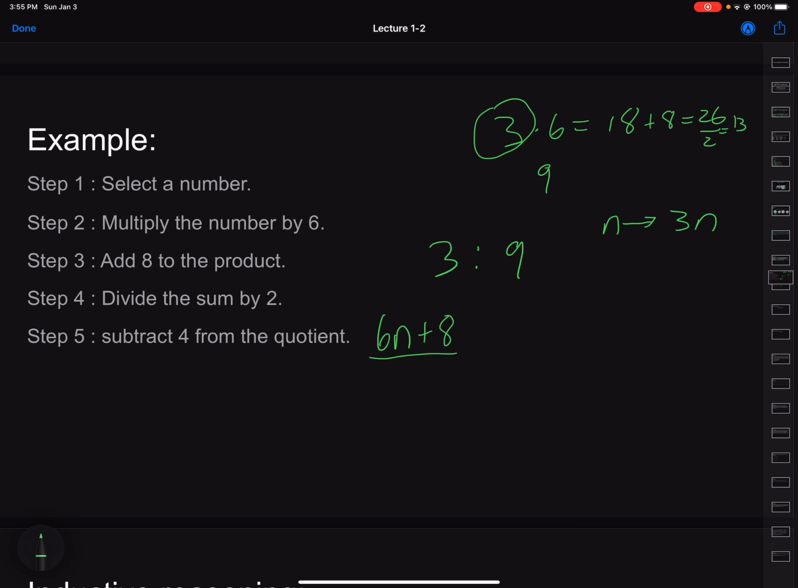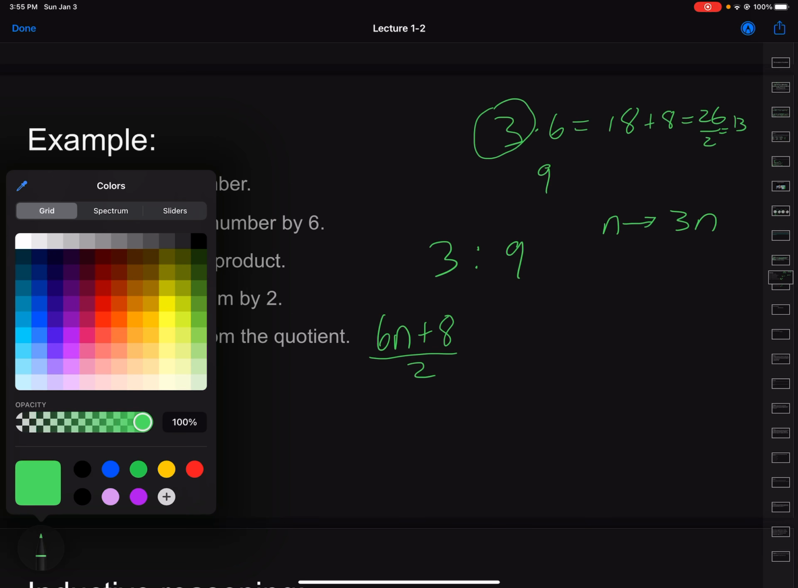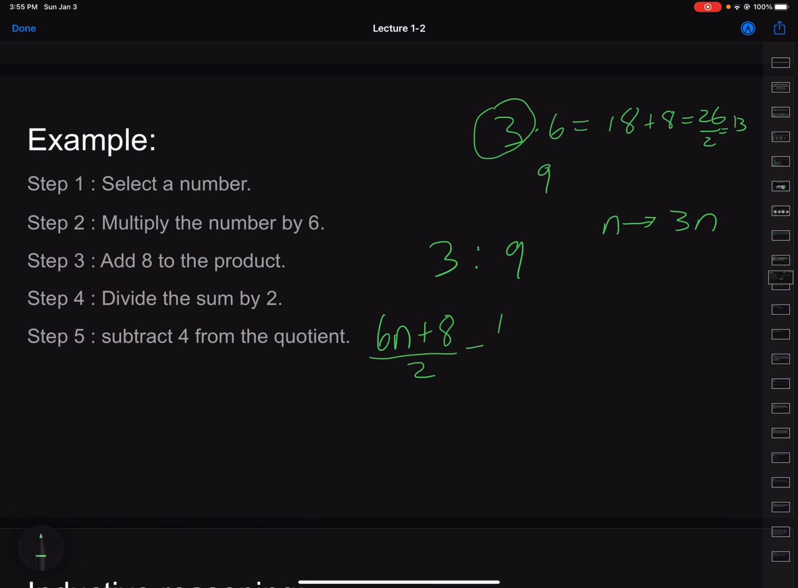We're going to divide the sum by 2. We're going to divide this whole thing by 2. And then we're going to subtract 4 from the answer. So I want to know if this is just equal to 3n. Well, we all know at this point, because we've all taken an algebra course at some point, that to divide this piece by 2, I just divide both the pieces by 2. So (6n plus 8) over 2 is just equal to 3n plus 4.